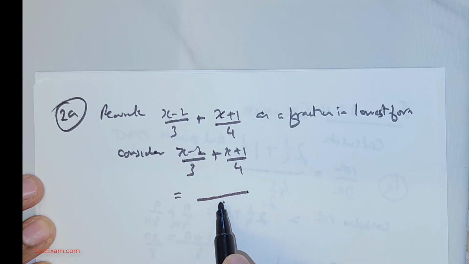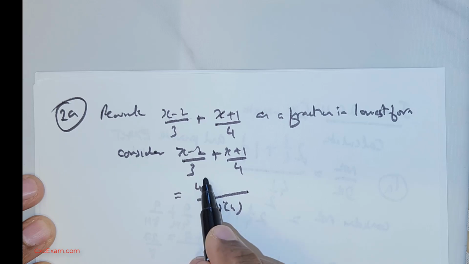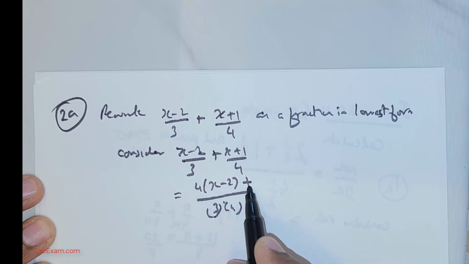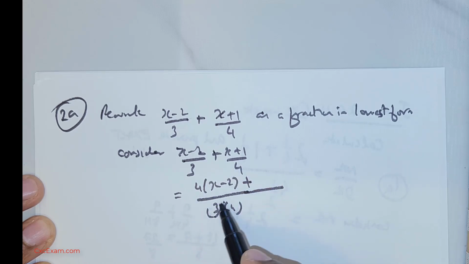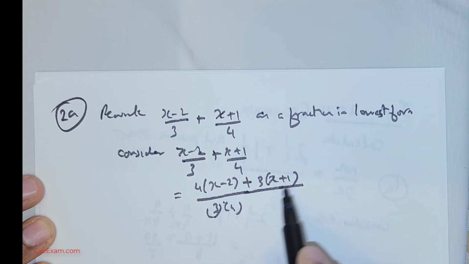The LCM of 3 and 4 is 12. 3 and 3 get cancelled, you get 4, so this is 4 times (x - 2) plus, 4 and 4 get cancelled, so you have 3 times (x + 1).